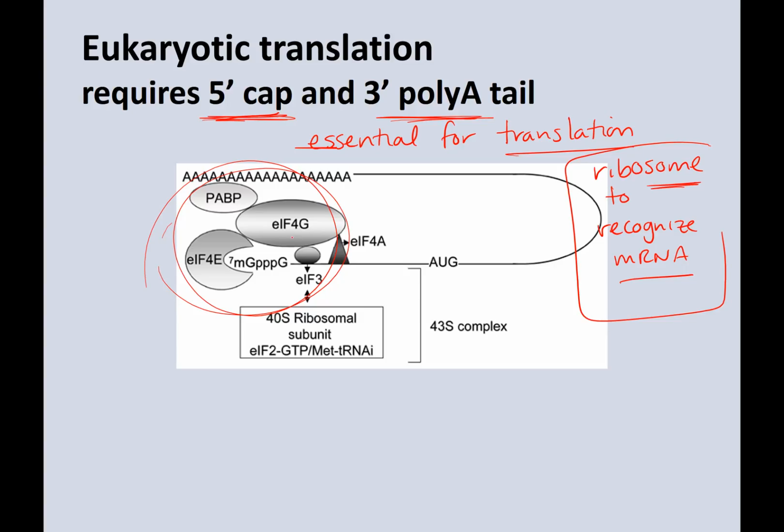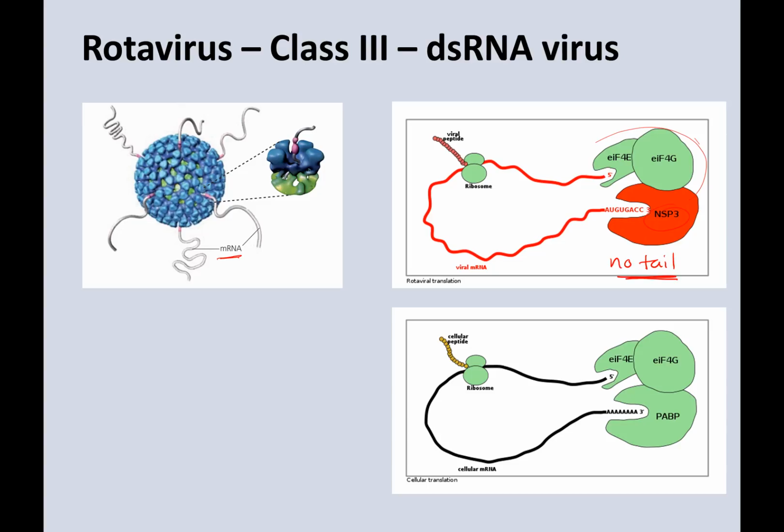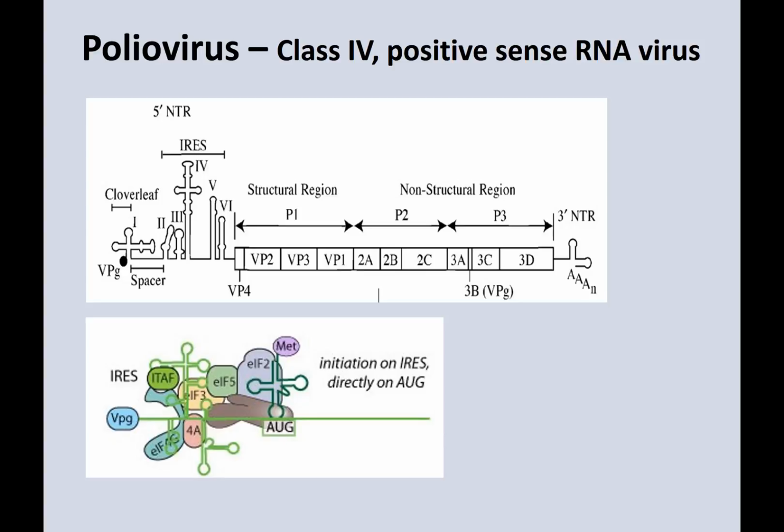So if you look right here, here's part of the cap binding complex. And so even though Rotavirus does not have a tail, it can still use the host ribosomes for translation by using its own protein to make this ribosome recruitment complex. So here's the cellular, and here's the rotavirus one. Okay, so a unique strategy for this type of virus.